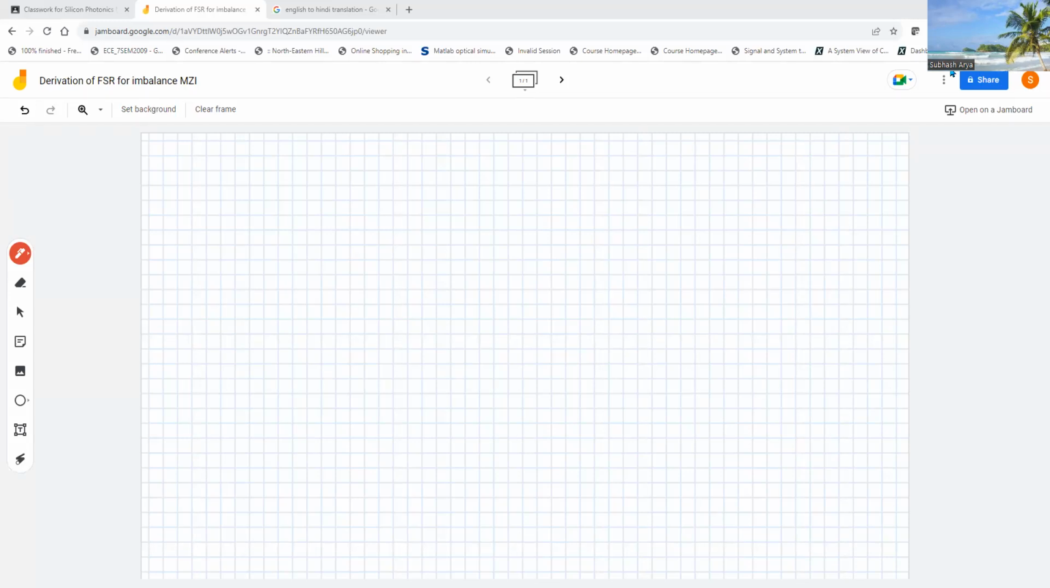Hello everyone, welcome to the class of silicon photonics. Today we shall derive the mathematical equation of free spectral range of the imbalance interferometer.